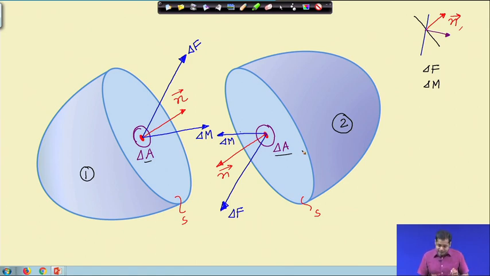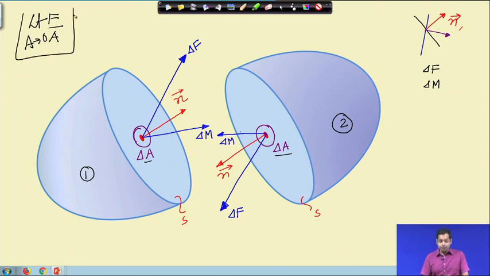Now, as you remember, the definition of stress was force by area, but that was not the complete definition. The definition of stress is force by area with the limit of area tending to 0. That definition you studied in your class 2 as well. So, in order to define stress, we need to consider a very small area. When delta A tends to 0, this delta M, the surface couple, also vanishes. Then the interaction between these two parts can be defined only through delta F.